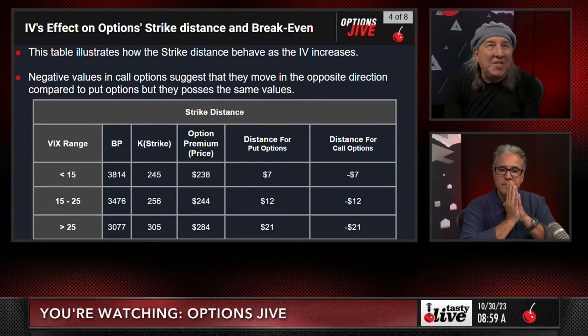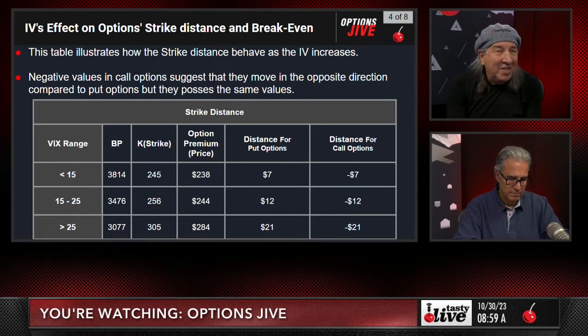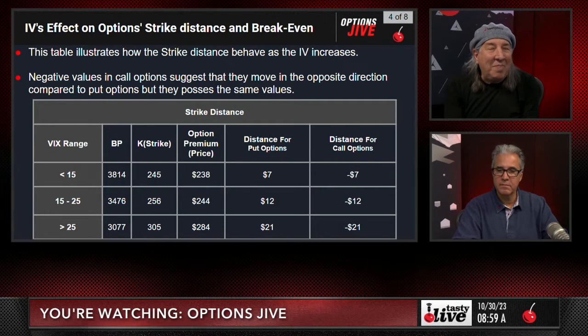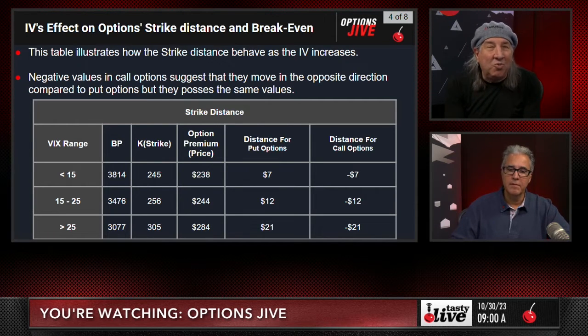First, this table illustrates how the strike distance behaves as implied volatility increases. A negative value in call options suggests that they move in the opposite direction compared to put options, but they possess the same value, because that's just skew. We looked at three ranges for the VIX: under 15, between 15 and 25, where we are right now, and over 25. In the first column, you can see the buying power. The buying power is less when volatility is high. I know that seems weird because it's the opposite of futures options, but the reason is that you collect more premium, so it reduces your buying power requirement.